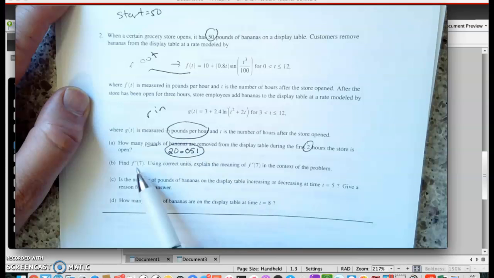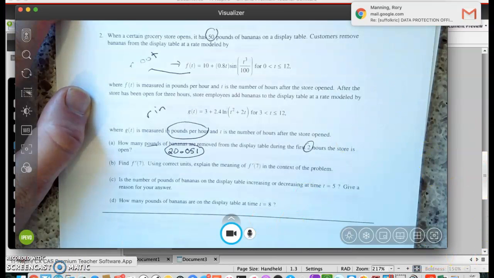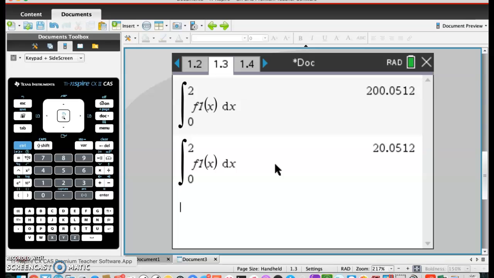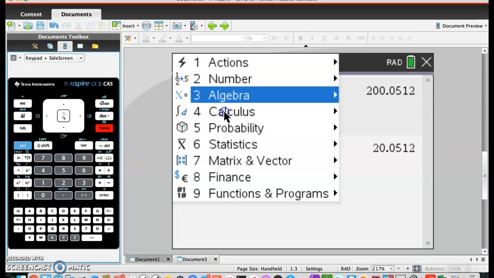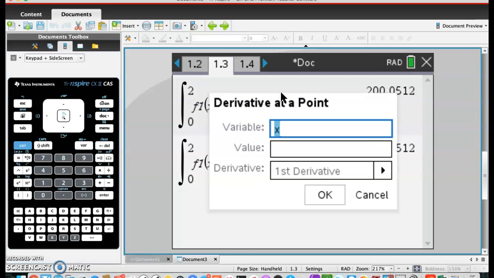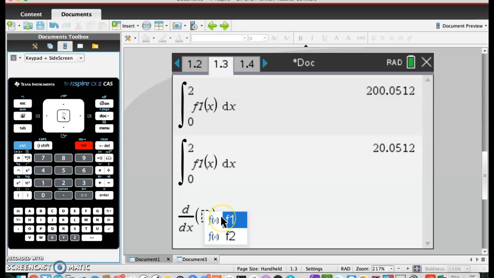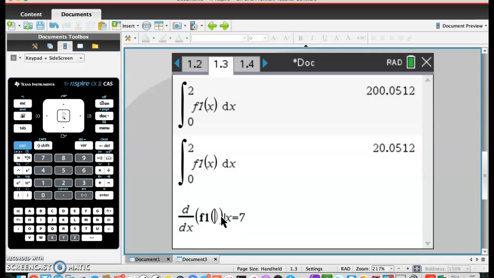Next says find f prime of 7. Guess what I'm going to do? I'm just going to find f prime of 7, which prime just means take the derivative of something. So I go back to the calculator. Okay, if I want the derivative of f at 7, f is stored in f1. So I'll go menu, calculus. And I can do derivative at a point, because that lets me know when I have the derivative right there. The variable is x. The value is 7. And it's going to be of which function? Var f1 is where I've stored that, of x.